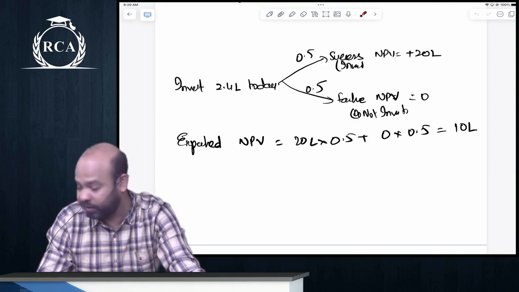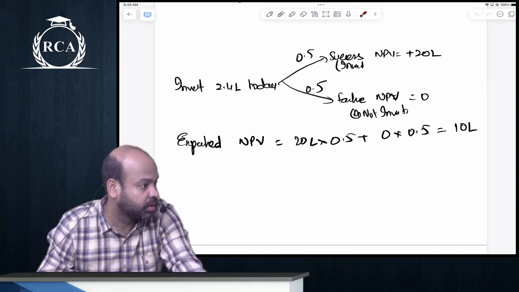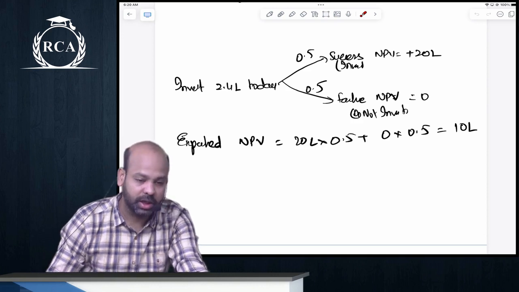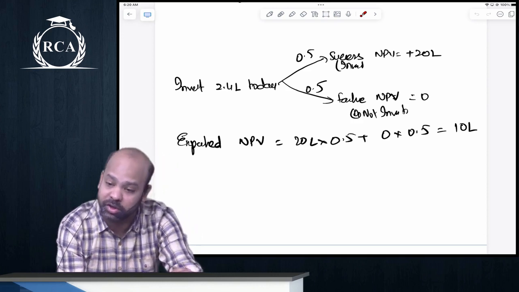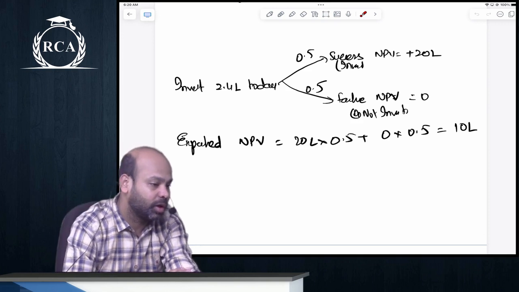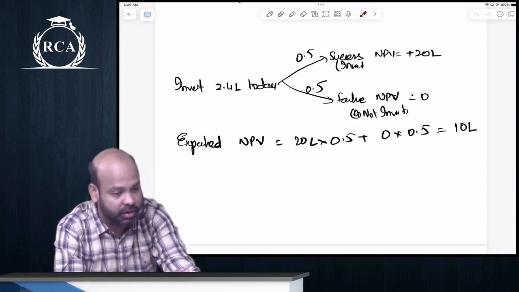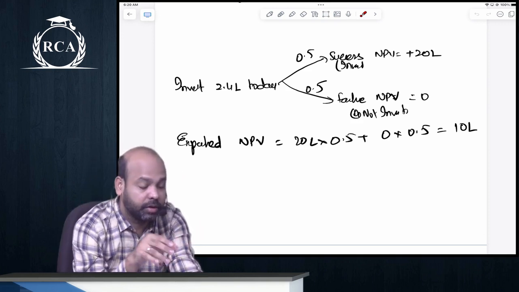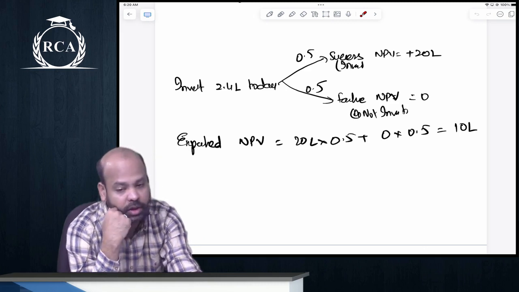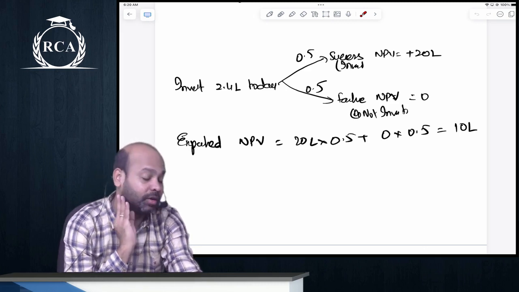Did you ever learn projects with unequal life? If you have projects with unequal lives, guys, say you have to invest in a project which has a life of 2 years or you have to invest in a project with a life of 3 years, then NPV of... equated annual cost or equated annual benefit.